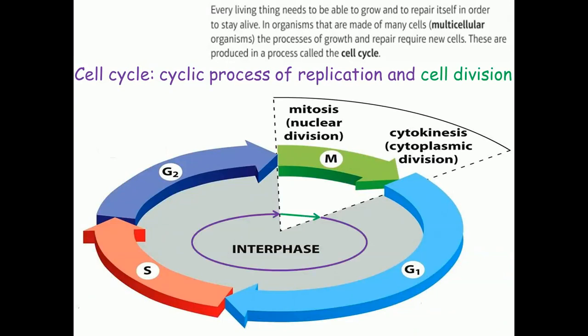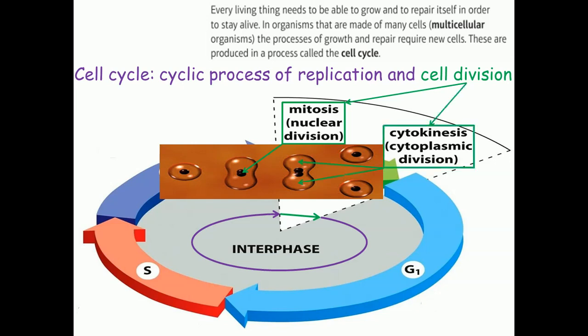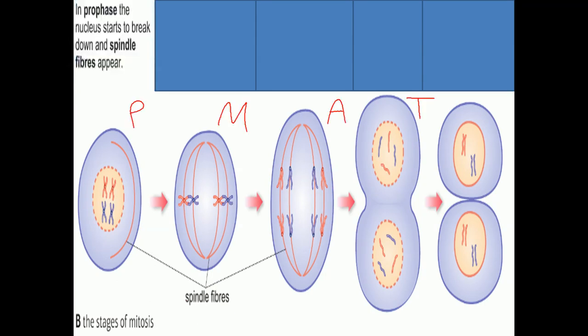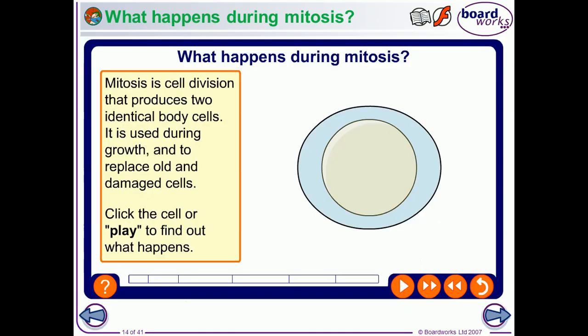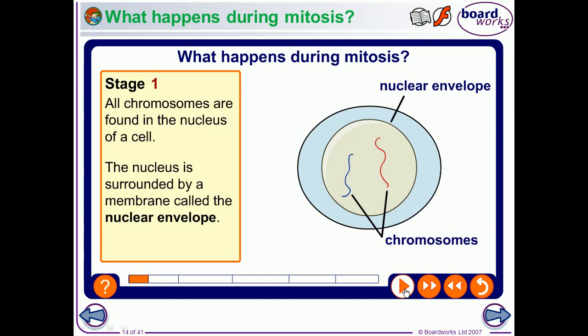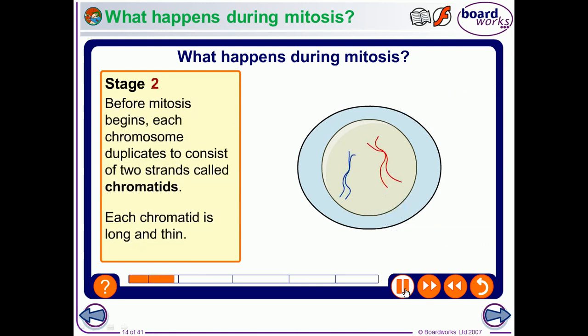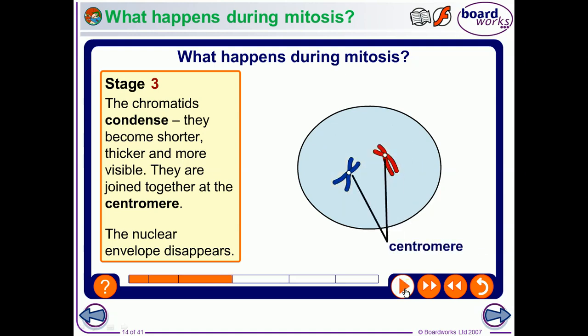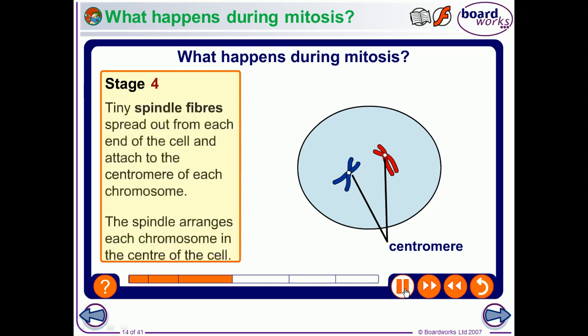After interphase, the cell divides, and this includes mitosis, where the nucleus divides, and cytokinesis, where the cytoplasm divides. Mitosis can be remembered through the acronym PMAT. P stands for prophase. Here, the nuclear membrane breaks down, and spindle fibers appear. Here we can see a cell that is diploid because it contains two copies of the chromosome. And then this is interphase because the DNA has replicated, as shown by the X-shaped structure of the chromosomes. And then during prophase, these chromosomes condense, becoming shorter and fatter. The nuclear membrane also breaks down and spindle fibers start to appear.